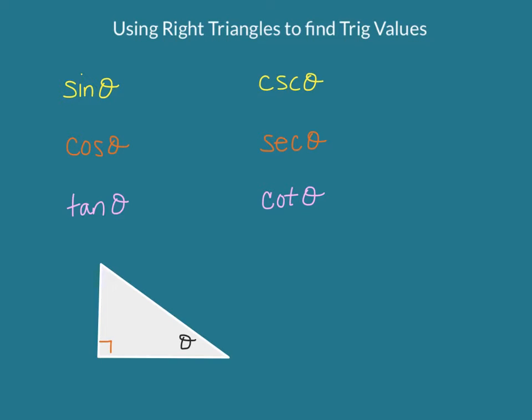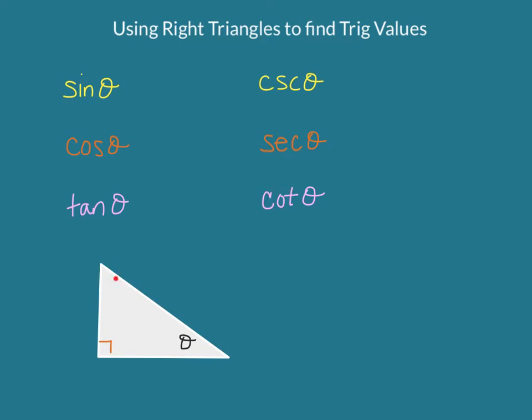Here we're going to use right triangles to find trigonometric values. Trig values, these 6 here, sine, cosine, tangent, cosecant, secant, and cotangent, are the 6 trigonometric ratios, or trig ratios or values, and all they are ratios of one side length in a right triangle to the other.